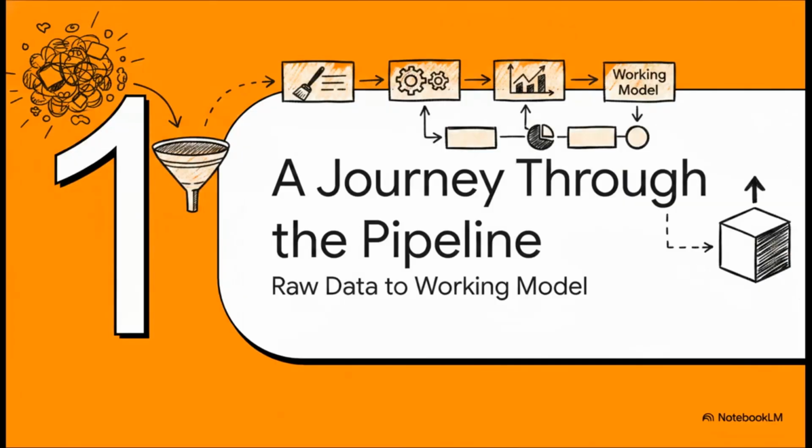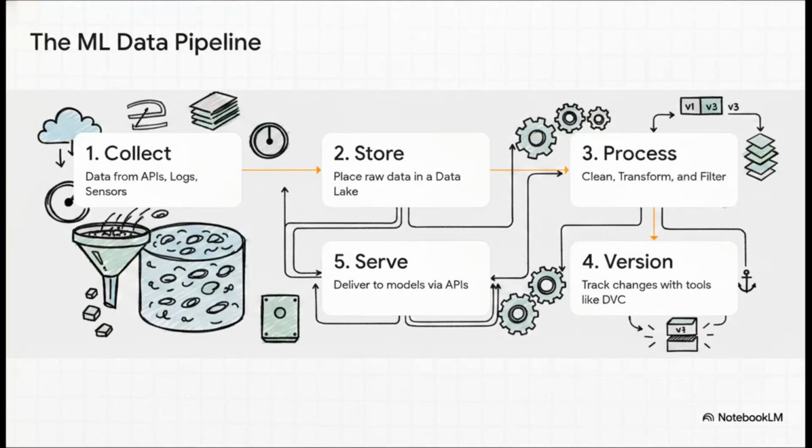So how do the pros actually tame all this chaos? Well, they build a roadmap, right? A system for turning that messy, raw data into something a model can actually understand and use. And that roadmap, that's the machine learning data pipeline. Now, a typical pipeline has 5 key stages. First, you have to collect the raw data. Then you've got to store it somewhere, then process it to make it usable, version it so you can track all the changes, and finally, serve it up to your models. We're going to zero in on some of the trickiest and honestly most important parts of this whole journey.